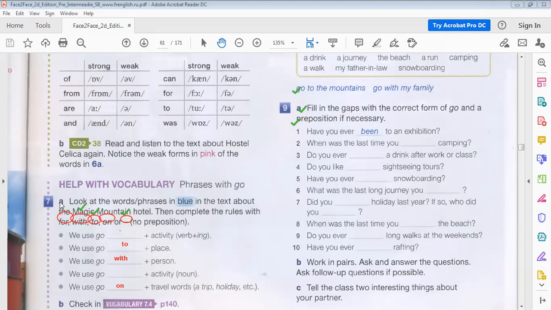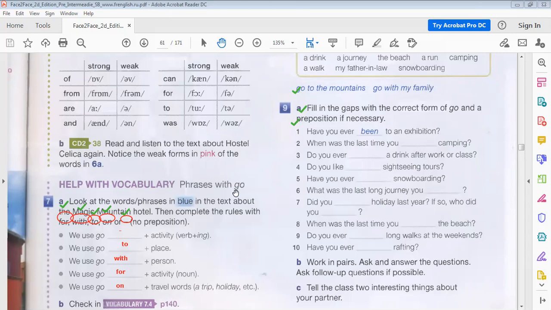So if it's an activity without ing, we say go for a swim, go for a walk, go for a run, go for a hike, things like this. We use go for a drive. It's a bit strange, go for a drive. Okay. So this is the idea.